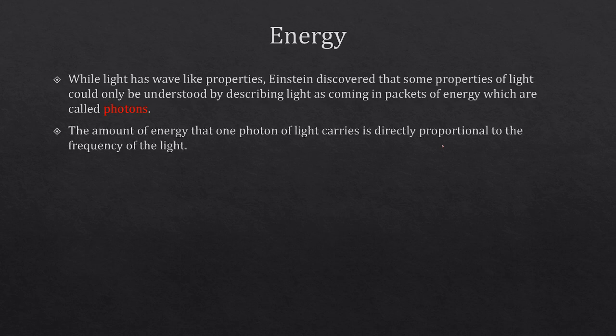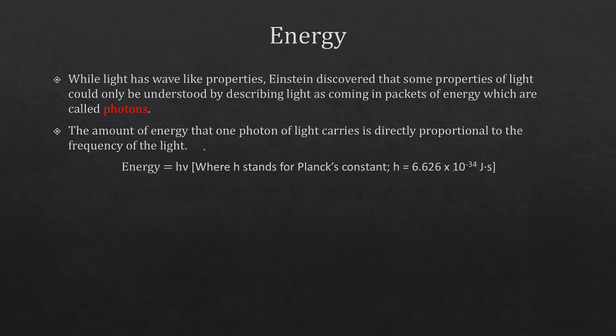So the amount of energy that one photon of light carries is directly proportional to the frequency of the light. So we represent this with this equation here. Energy, or E, so this is like E equals h nu. So the energy of our photon is going to be equal to this constant called Planck's constant times the frequency nu. As a reminder, this frequency here is measured in hertz, which is also the same thing as saying 1 over seconds, or you can write that as s to the minus 1.